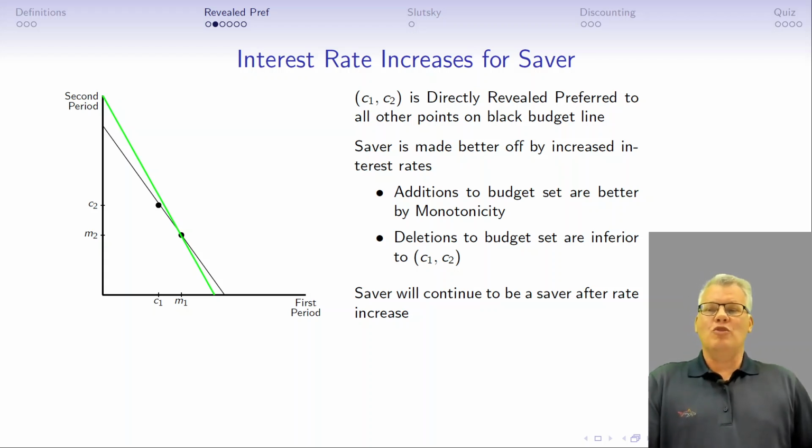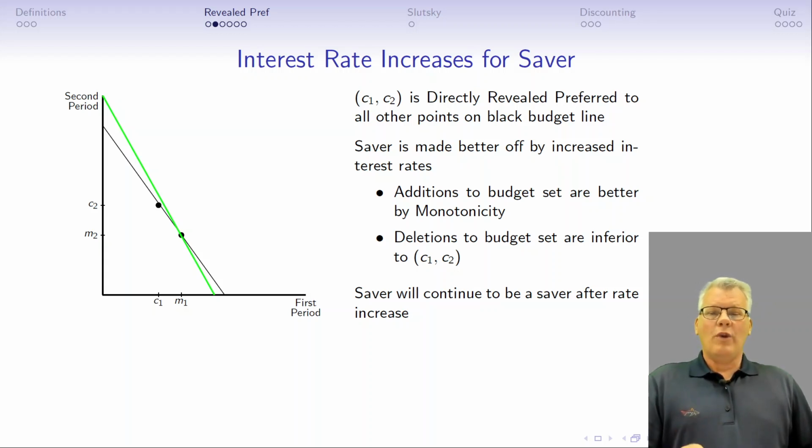Likewise, if the consumer spent nothing in time period 1, saved everything, and then spent it all in time period 2, that maximum possible time period 2 consumption is given by the vertical intercept. So you'll notice that the increased interest rate makes it possible for the consumer to spend more on time period 2 consumption if they were to max that out. The pivot point is at M1, M2. That's where there's no borrowing or saving.